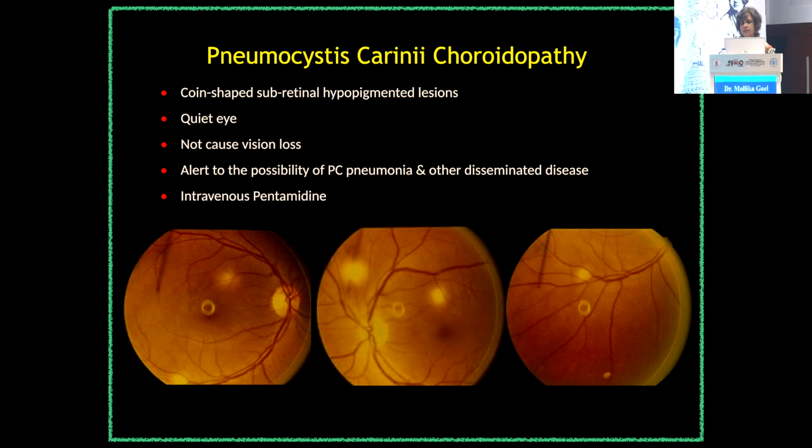Pneumocystis carinii is usually picked up on routine screening, and causes these coin-shaped subretinal lesions. They do not have any visual significance, but alert us to the possibility of pneumonia, which requires pentamidine therapy.